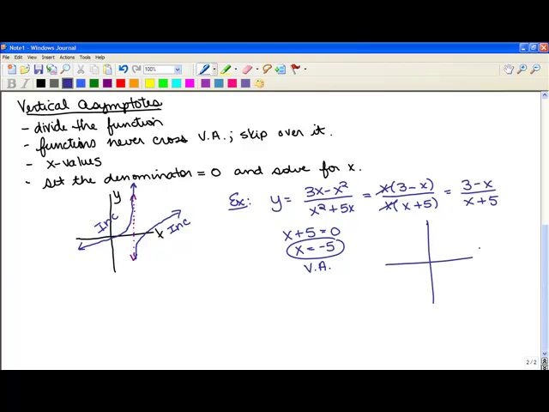On the graph, when we draw a vertical asymptote, we go over on the x-axis to negative 5, and we draw a dashed line that is vertical. Alright, so that's where our vertical asymptote would be on the graph.